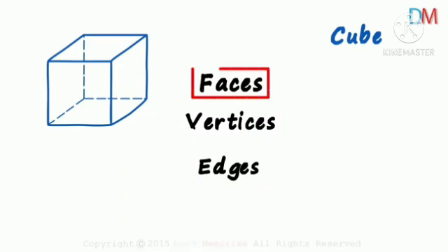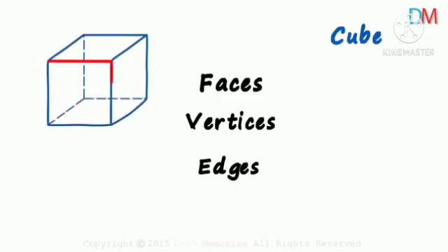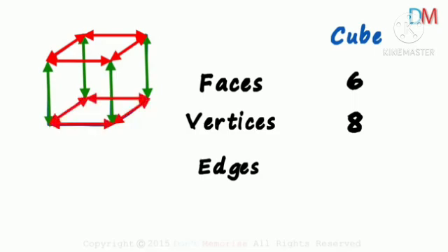Let's count the number of faces first. It has 6 faces in all: top and bottom, front and back, left and right. We write a 6 here. How many vertices does it have? 4 at the top and 4 at the bottom. 8 in all. And how many edges? Pause the video and write the number of edges here. Let's count. 4 horizontal ones at the top, 4 vertical ones in the middle, and 4 horizontal ones at the bottom. 12 edges in total.